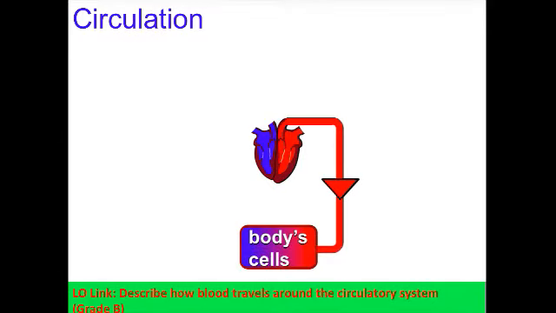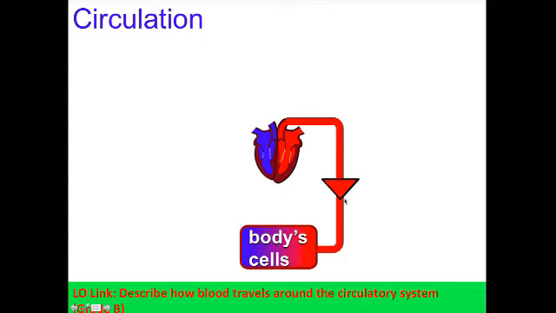Okay, so for grade B, we need to describe how blood travels around the circulatory system. Now we can see straight away, if we go back to our diagram of the heart, we've got oxygenated blood leaving the aorta. The aorta is an artery, and the reason we know that is because arteries are the blood vessels which transport blood away from the heart. We can clearly see that we've got blood leaving the heart here.